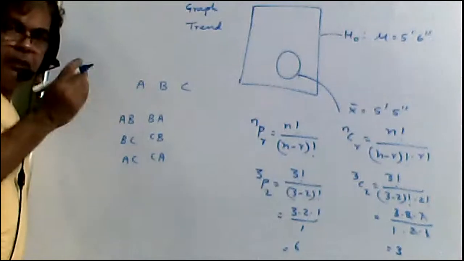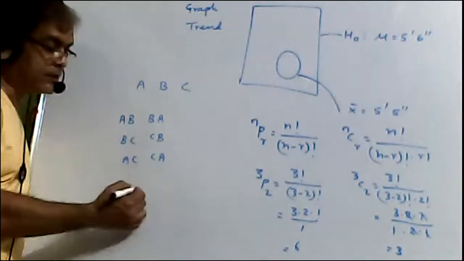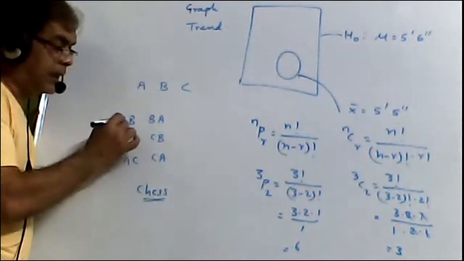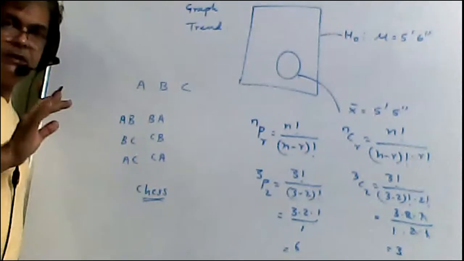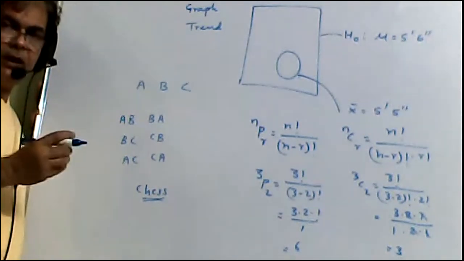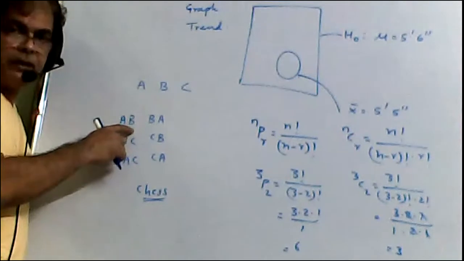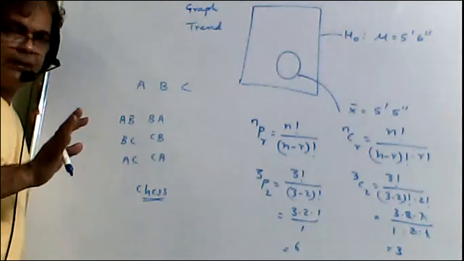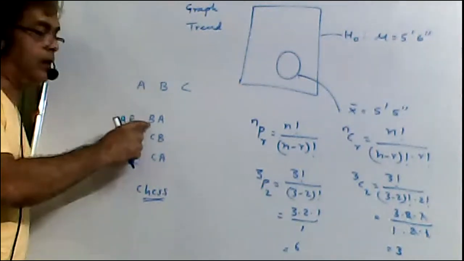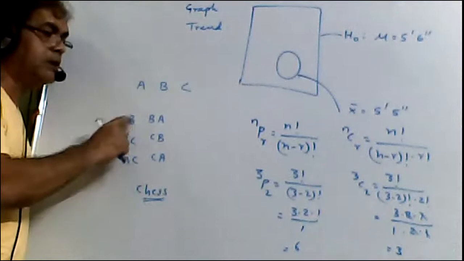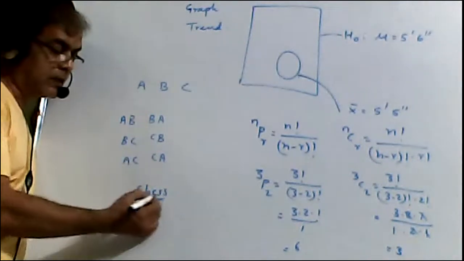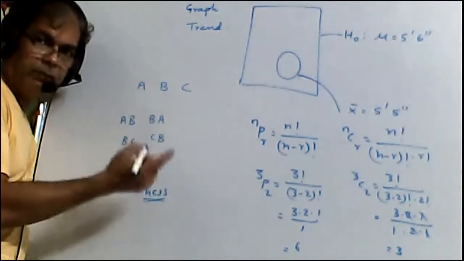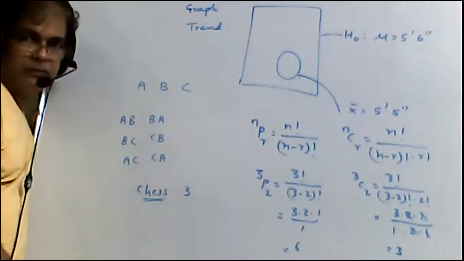Now suppose the purpose is playing chess. In that case, AB and BA are one and the same thing. If I select A first and B second, or B first and A second, both are going to get a chance to play, and hence order doesn't matter. So AB is equal to BA, and if you are selecting 2 people out of 3 for playing chess, there are only 3 ways.